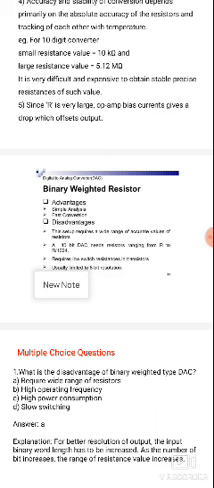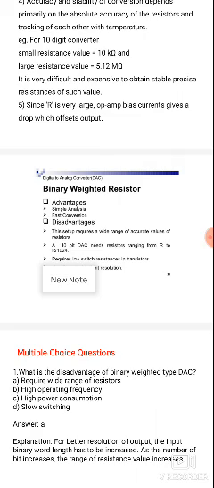So the small resistance is 10 kilo ohms for 10-bit conversion, and the maximum resistance is 5.12 mega ohms. 5.12 mega ohms is a large value. It is very difficult to maintain, and it is difficult and expensive to get stable resistance values.